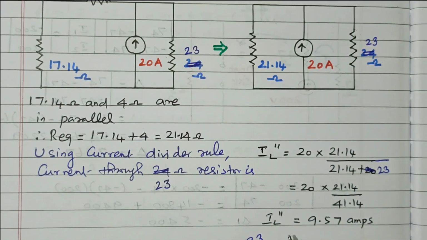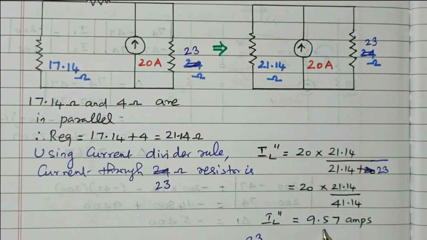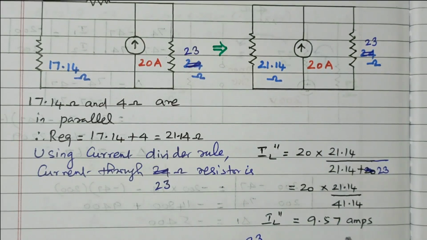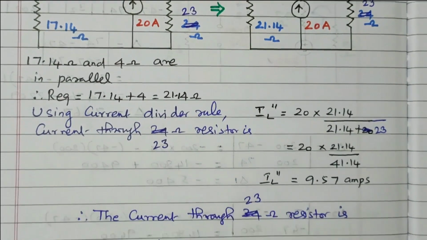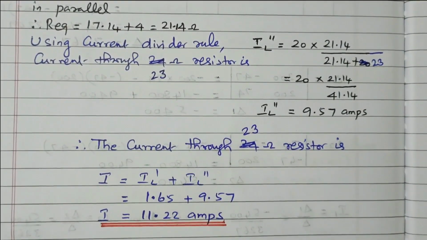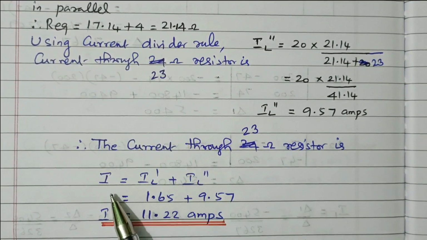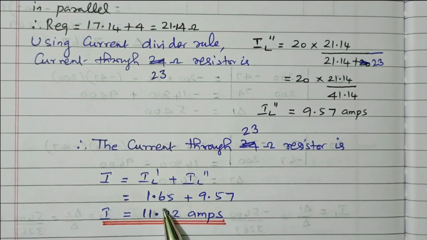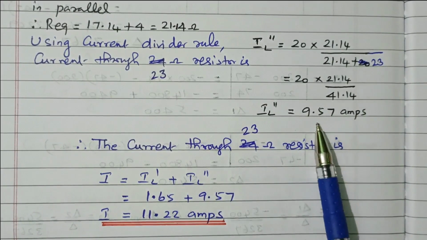Right? So after simplification, what we got? 9.57 ampere. So the current flowing through 23 ohm resistor due to only the current source 20 ampere is 9.57 ampere. That is IL double dash. Now we calculated IL dash as well as IL double dash. Now we can calculate the total current. Therefore the current through the 23 ohm resistor is I equal to IL dash plus IL double dash. That is 1.65 what we calculated in the step 1. 9.57 what we calculated in the second step.